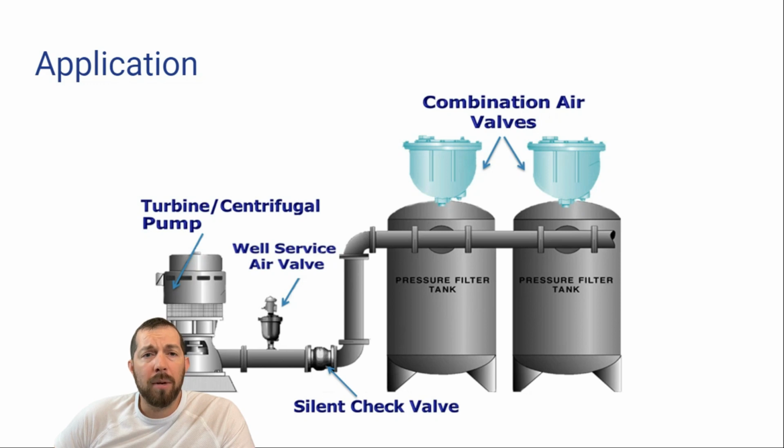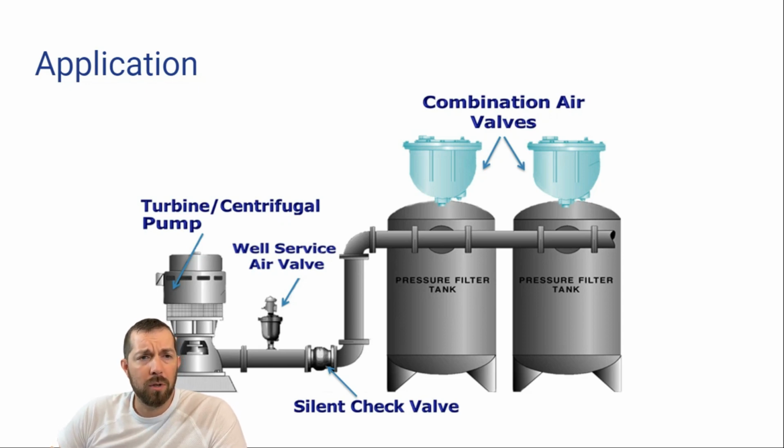Another application, combination air valves. Possibly we have a pressure filter tank. We want to do both air release and air vacuum at the top of those tanks. And then also we have our well service air valve in play here too. So this is a good example. The well service air valve is always upstream of the check valve, as you can see in the diagram here as well.